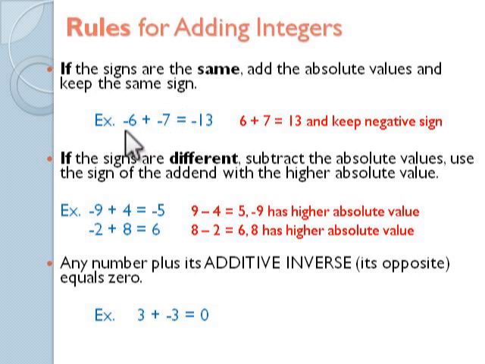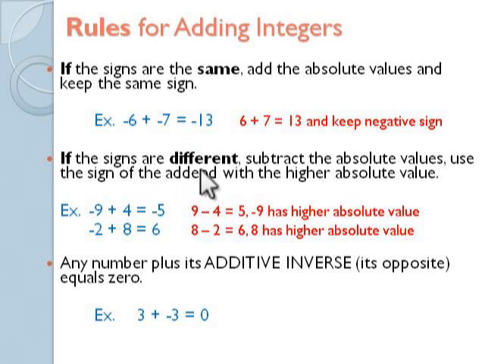So here's our example, negative 6 plus negative 7. When we say we're adding the absolute values, that just means forget about their signs. 6 and 7 make 13. And we're going to keep the same sign, because that's the last part of the rule. So it's a negative 13. That's easy enough. And of course, you've added positive numbers all the way through your career here. So a positive 6 plus a positive 7 would be a positive 13. You know that.